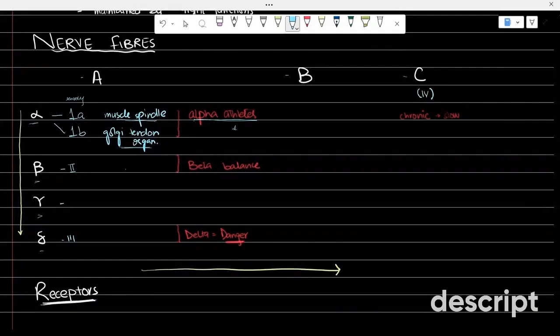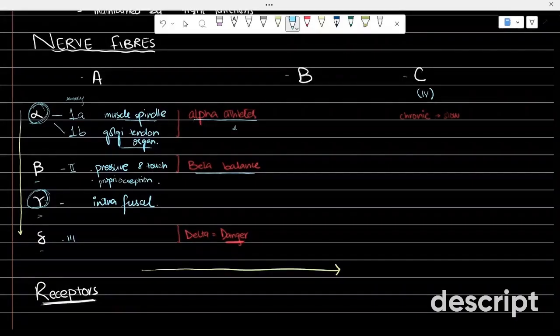which is muscle spindle and Golgi tendon organ. The beta fibers of the A division will be for pressure and touch, also proprioception. Remember it with the mnemonic beta balance. So balance, pressure, and touch will be balanced by proprioception. This is just a mnemonic. The gamma is for intrafusal muscles. There will be a lot of MCQs asking which are the nerve fibers associated with the skeletal pathway. They will be alpha and gamma, since they are supplying the muscles.